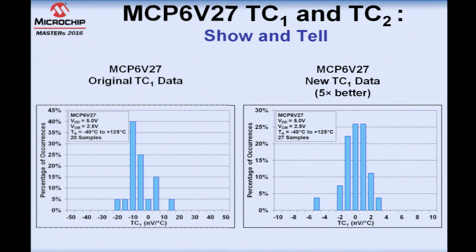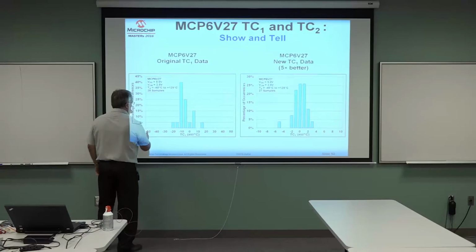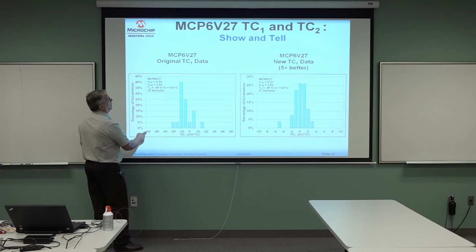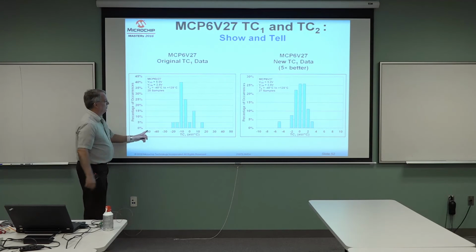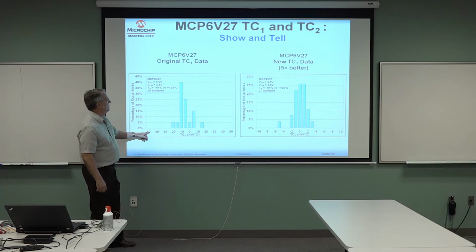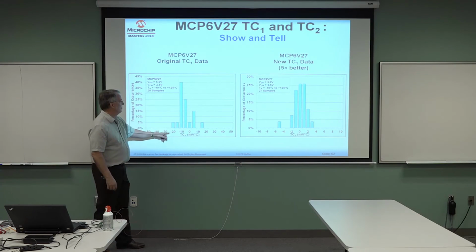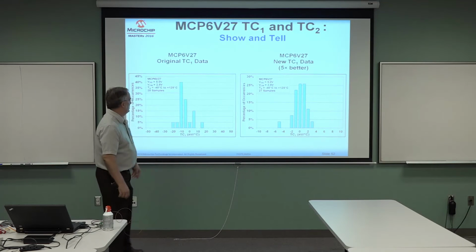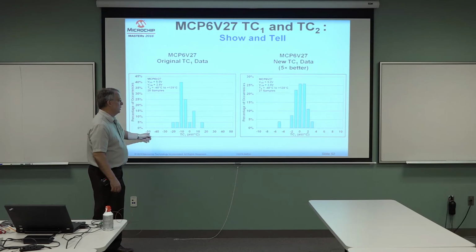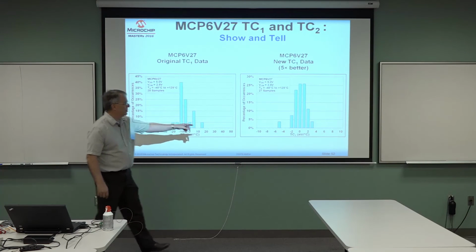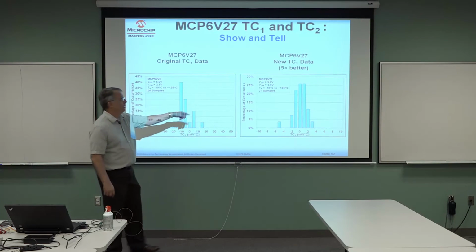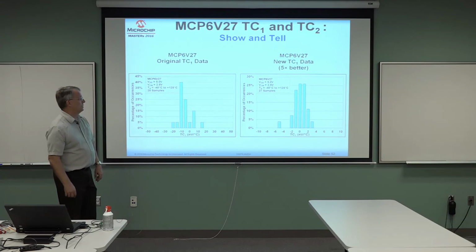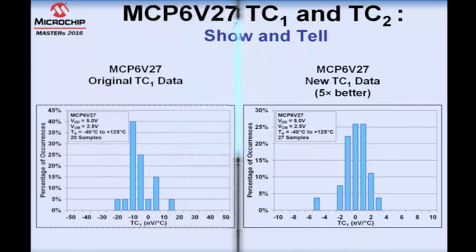So the original offset data, this is the linear temperature coefficient on a scale of plus or minus 50, which was the spec. You'll notice that we had measurements as much as 20 nanovolts per degree C. The new data on the right has a different scale. That one's on a scale of plus or minus 10 on the x-axis. And you'll see the worst case measurement was 5 nanovolts per degree C. It's basically 5 times better.